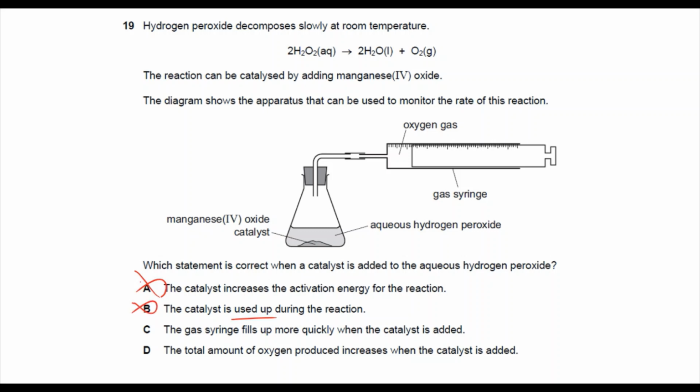C: The gas syringe fills up more quickly when the catalyst is added. What they are, in other words, trying to say is that the rate improves, because when the rate improves, the gas fills up more quickly with the product. So yep, that's true because the catalyst does increase the rate of the reaction. D: The total amount of oxygen produced increases when the catalyst is added. Nope. Remember, as I said, the amount of product can only be changed if you change the number of moles of the reactant, and that can only happen if you change the concentration, the moles, or the volume in such a manner that they increase the moles.